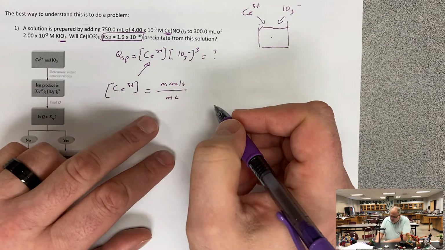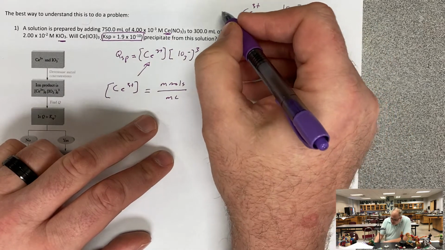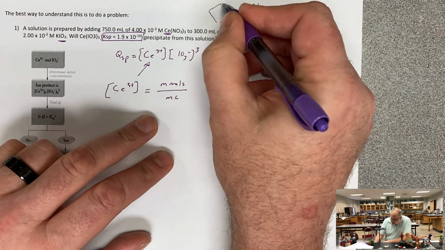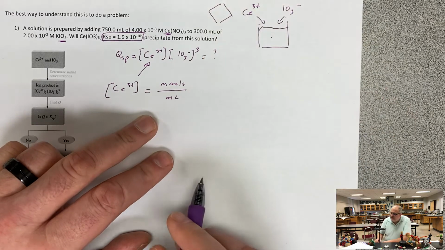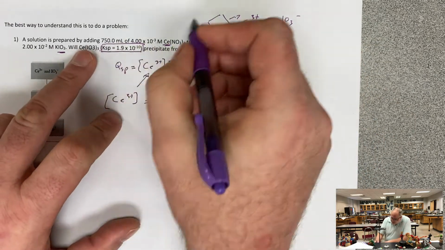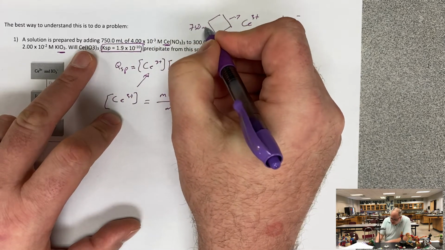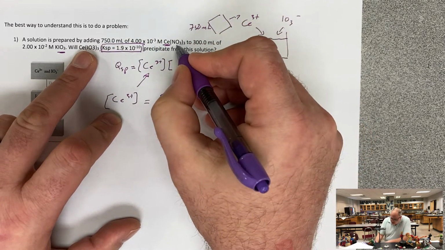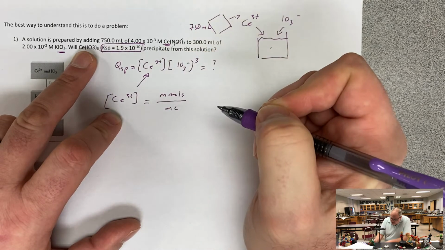So how do we do that? Well, what you need to be aware of is that when we're pouring in, I'm going to make a container to show you the fact that we're actually pouring stuff in, right? We're pouring this in here. They tell us that we have 750 milliliters of our CeNO3. Again, we don't care about the NO3.